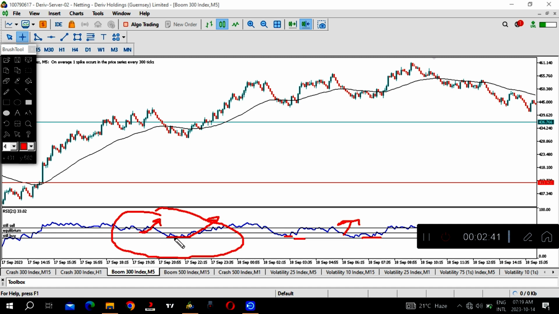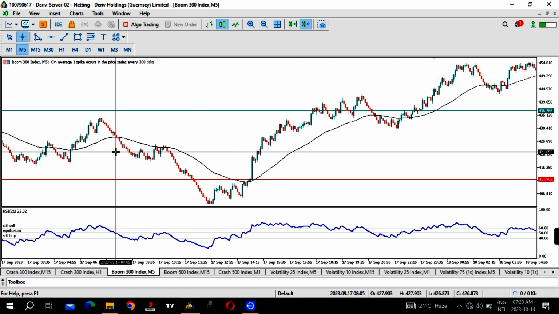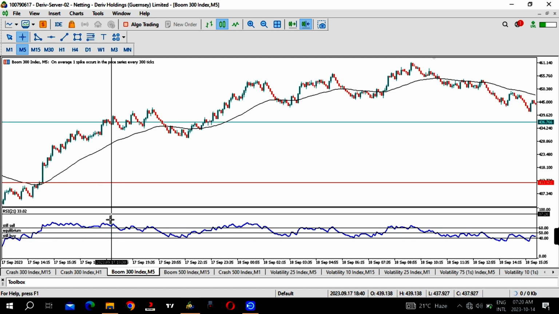If it comes to retest the level 40, you can still take your entry, as long as it is showing candlesticks that show that it might respect. It's showing proper candlestick formation, so you can still take that entry. So that's why I don't like to use the overbought and the oversold levels when you're using the RSI.